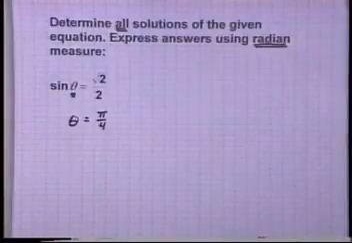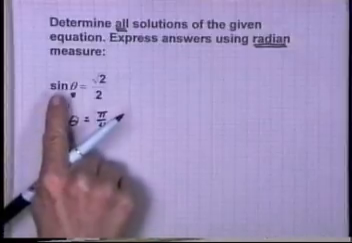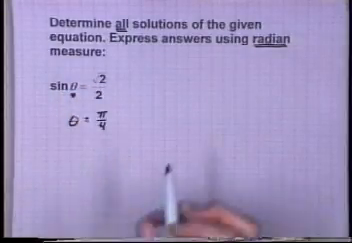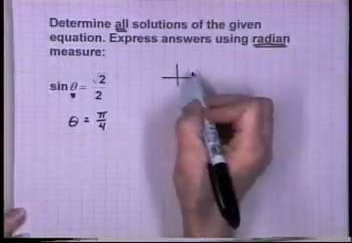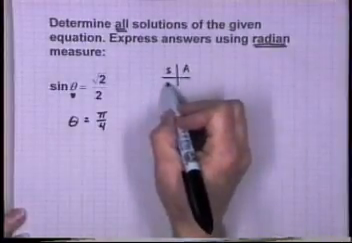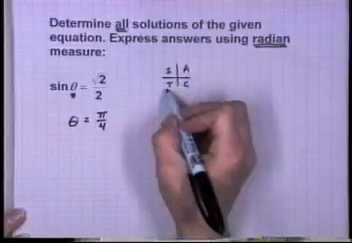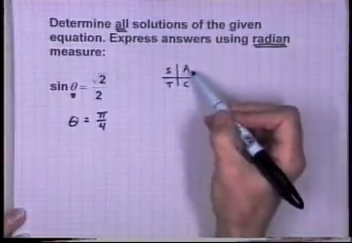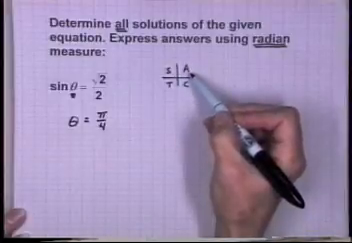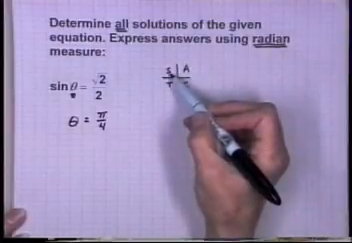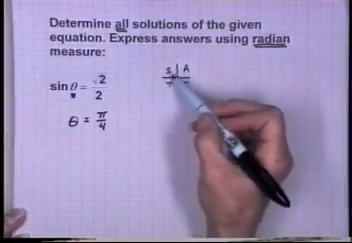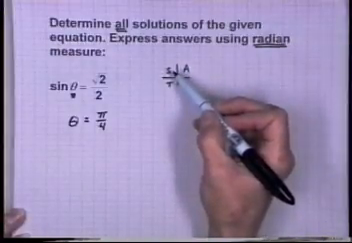Remember, we're to find all solutions. The sine of theta is a positive square root 2 over 2. Let's review our quadrants. If you learned the little saying, A Smart Trig Class, or All Students Take Calculus, remember all trig functions are positive in the first quadrant. But in the second quadrant, that S stands for sine function, doesn't it? The sine function is also positive over here in the second quadrant.